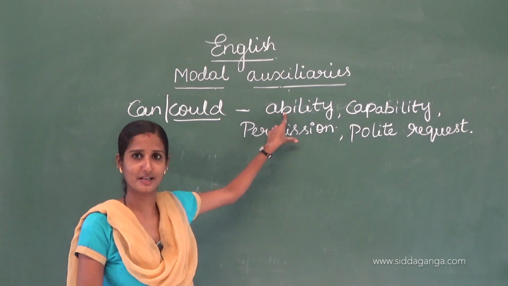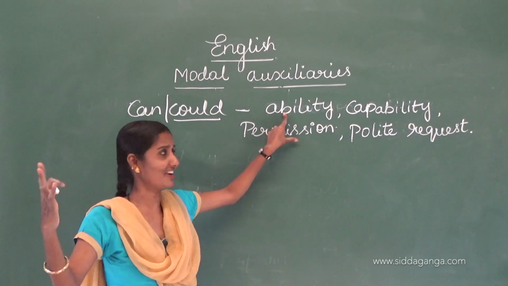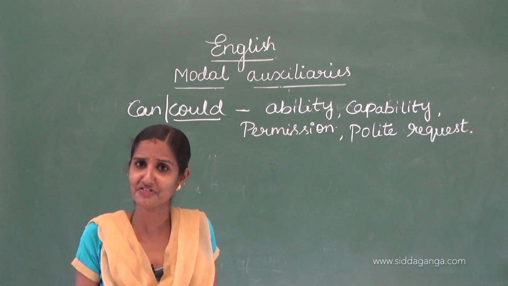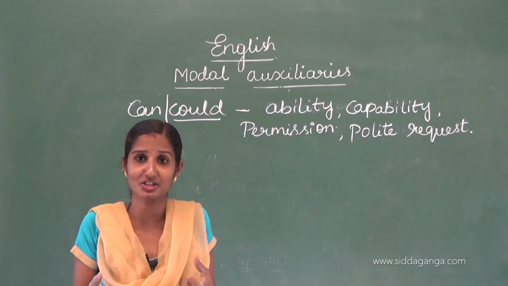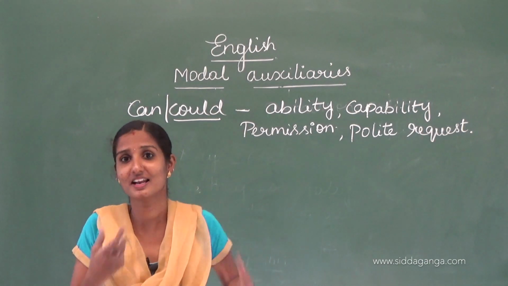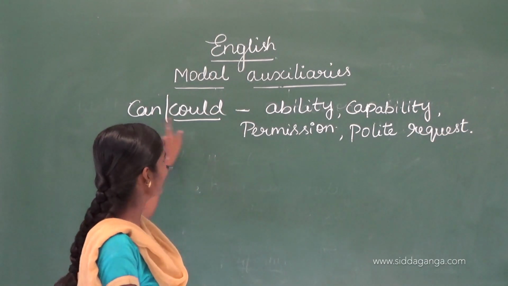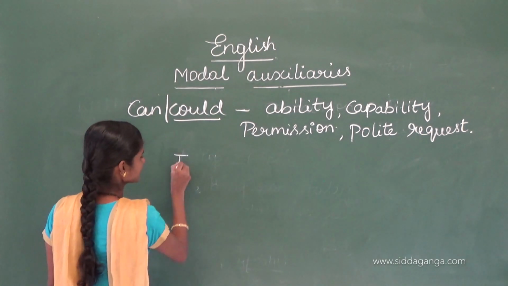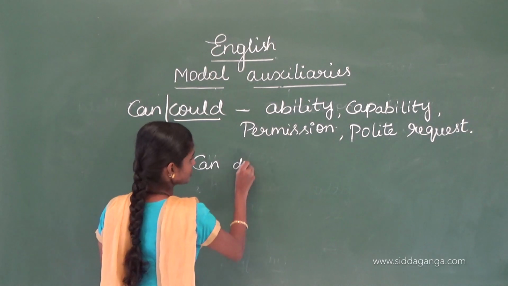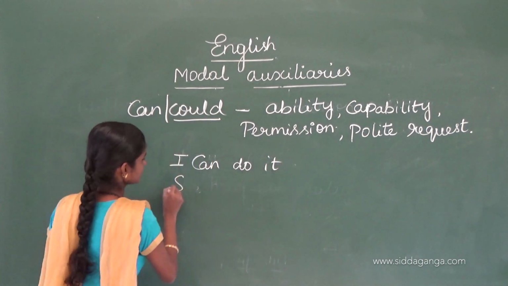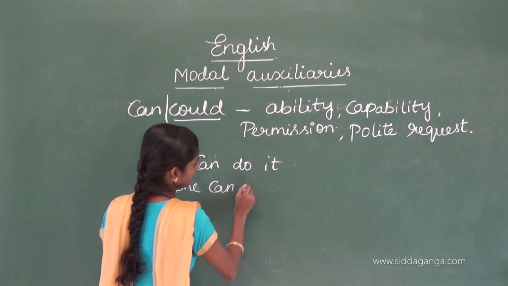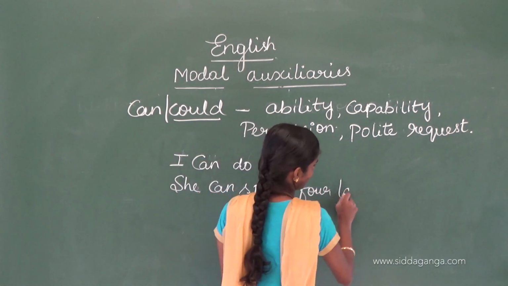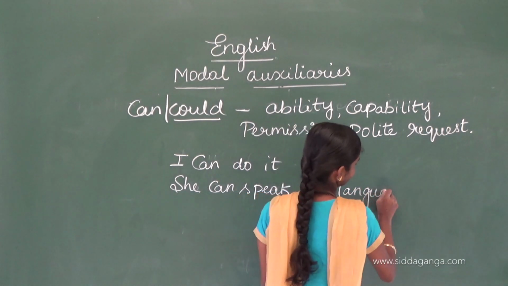Permission, ability. I can speak 4 languages. Capability or ability. I can't lift this. In this way, can and could perform many functions. I will write some points here. I can do it. She can speak 4 languages. Okay.